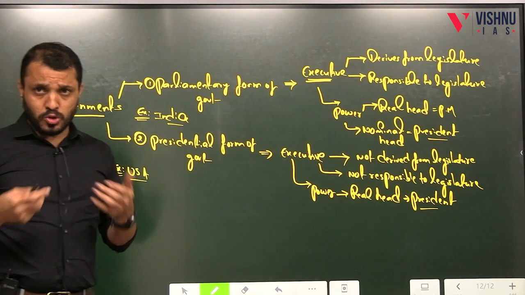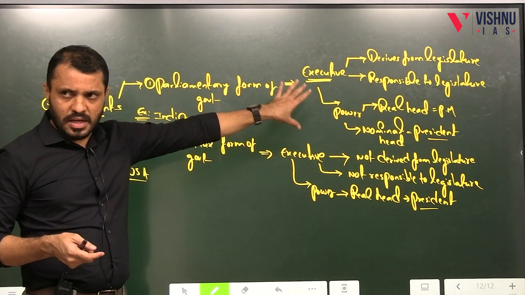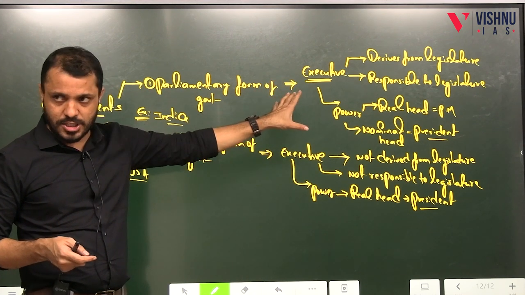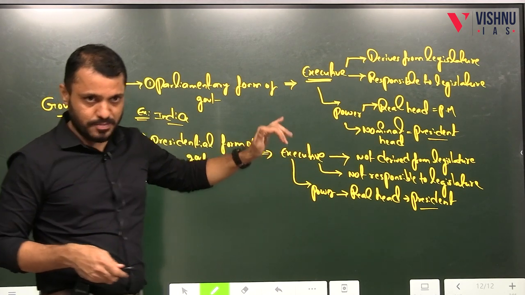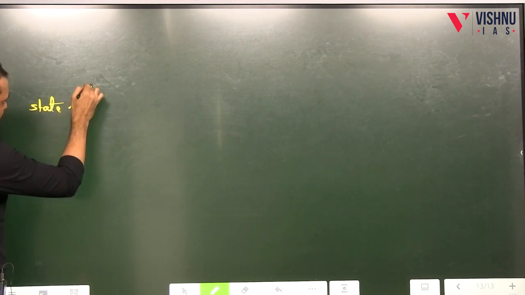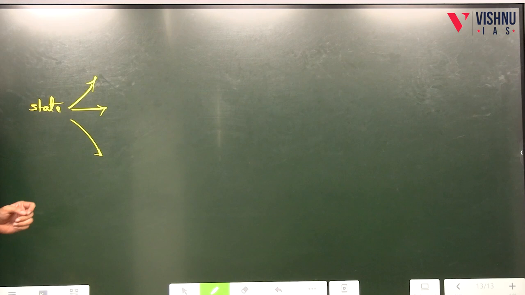Now next, we go through the explanation which supports these statements, like the executive is derived from the legislature and the executive is responsible to the legislature. We try to support those statements by taking further explanation. We started that in India, the state consists of three elements.